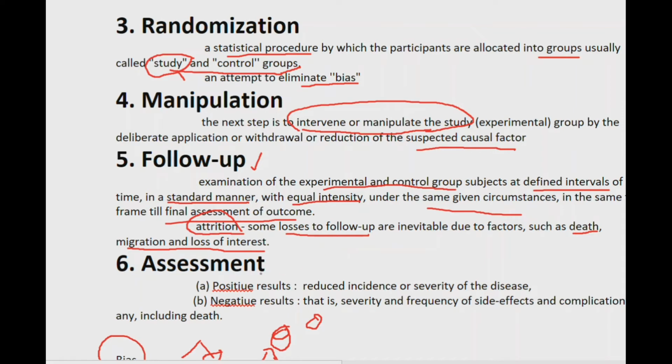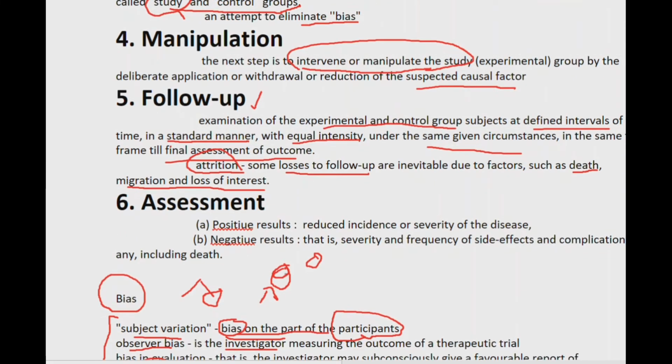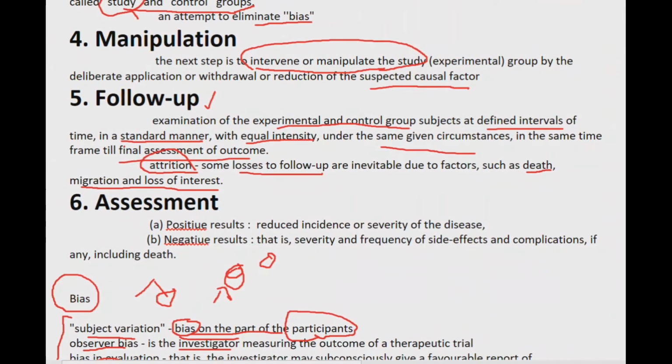The final one is the assessment. In assessment, we can divide the results into positive results and negative results. Positive results means reduced incidence or severity of the disease. After giving the intervention, the severity of the disease is reduced. This is known as positive results. Negative results means the severity and frequency of side effects and complications, which can occur either due to the disease or due to the drugs, including death. This is known as negative results of the trial. Okay. So assessment can be classified into positive results and negative results.